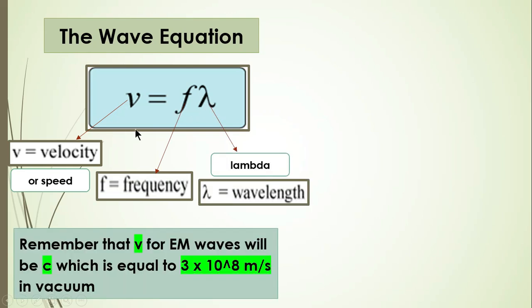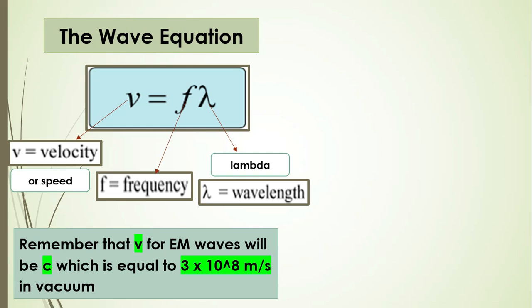Please do remember that V for electromagnetic waves will always be C. C here is the speed of light, which has a constant value of 3 times 10 raised to 8 meters per second. Sometimes, a certain problem does not give the value of the speed of light. If that is the case, the value you will use is 3 times 10 raised to 8 meters per second in order to solve the missing variable in that problem.